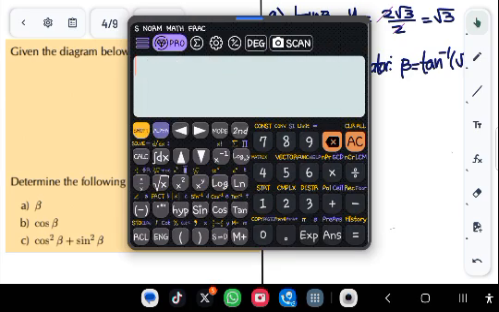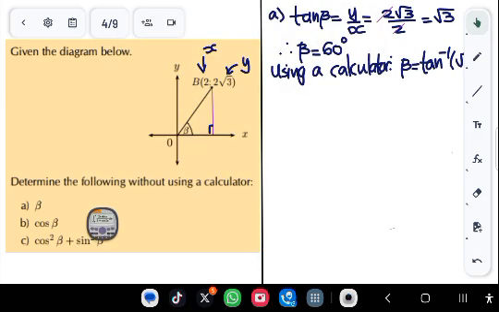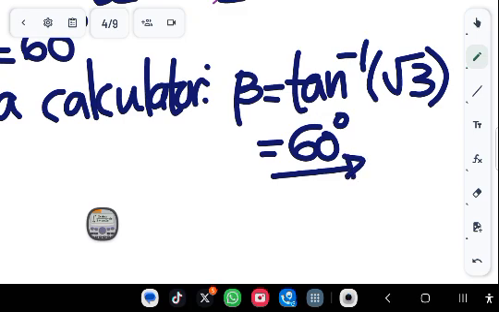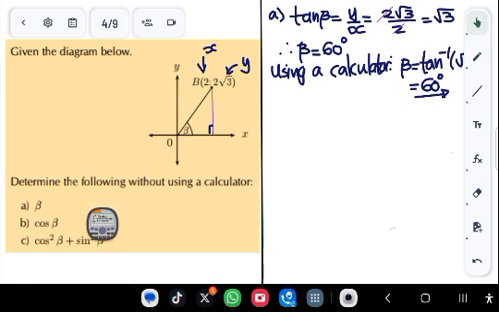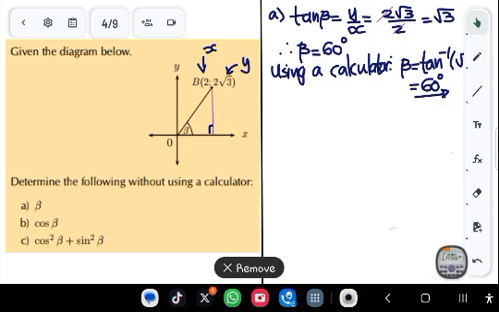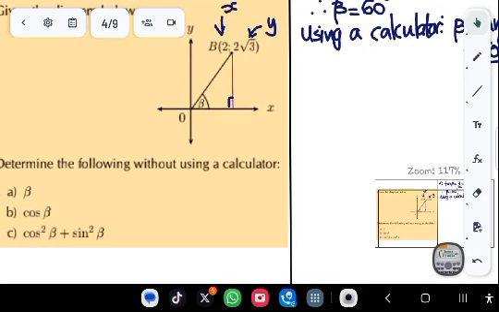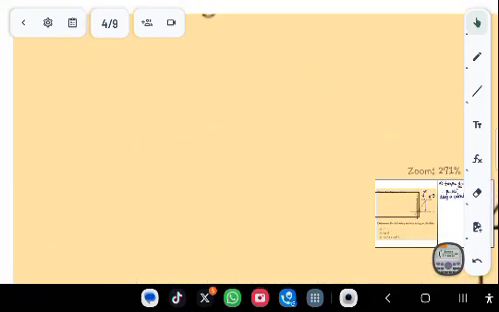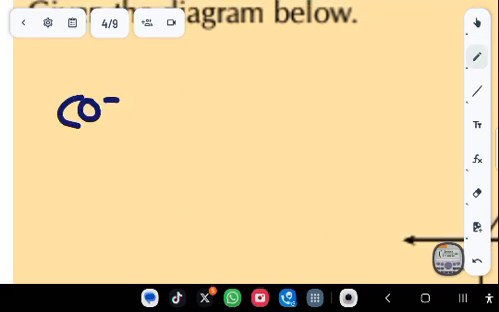So you go shift, then tan, and that will give you tan to the minus 1. And then you go square root of 3. And then that will give you 60. There, 60 degrees. Make sure that your calculator is in degrees, not gradients or radians. You will get the wrong answer in a different setup. It's not wrong, but it will be wrong for the degrees that we are using. Next question, number B, goes: now find the cos of beta. We know that according to trigonometric ratios, the cos of any angle is equal to x over r.